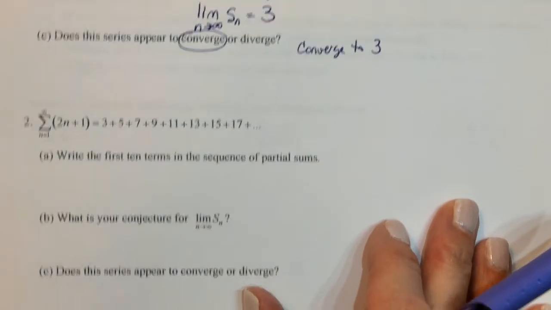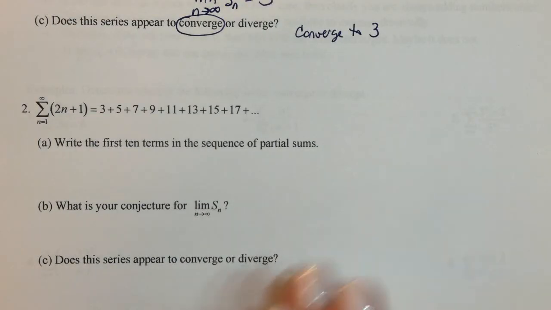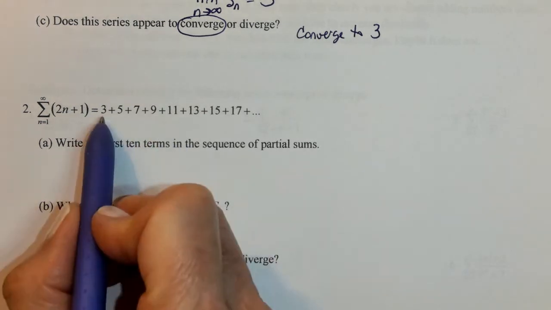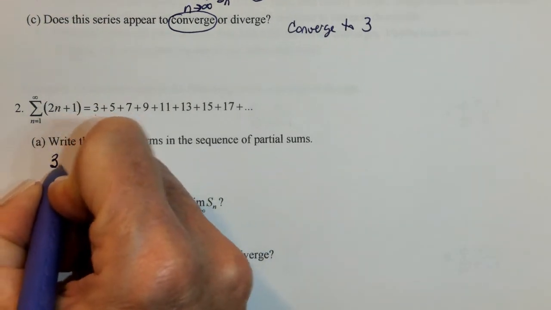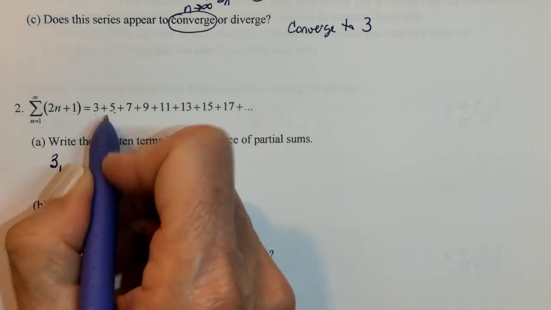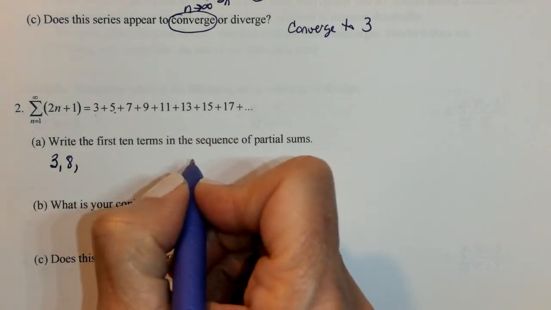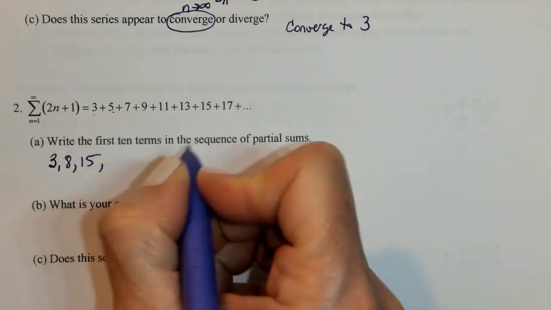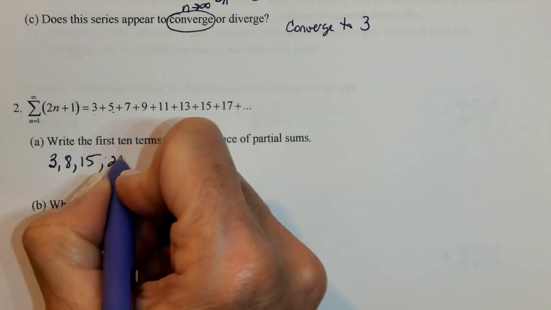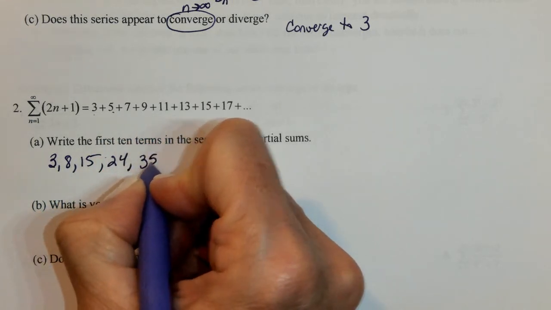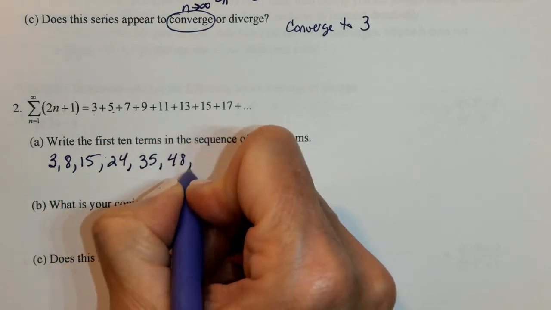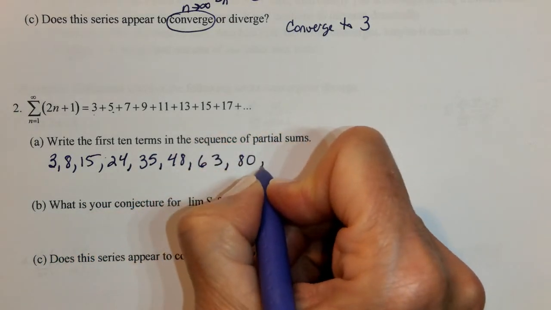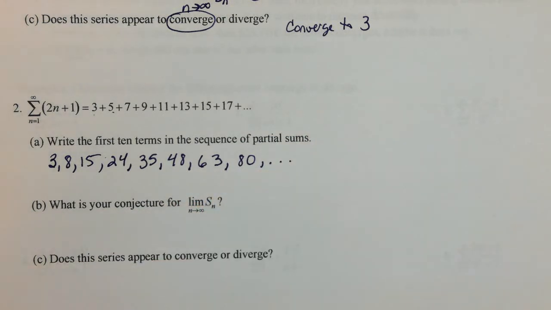Let's take a look at number 2. Write the first 10 terms in the sequence of partial sums for this one. Well, S sub 1 is just the first term. S sub 2 would be the sum of the first two terms. S sub 3, I would add the 7 to the 8, so 15. S sub 4 would be 24, and then we would have 35, and then 48, and then 63, and then 80, and this would keep on going.